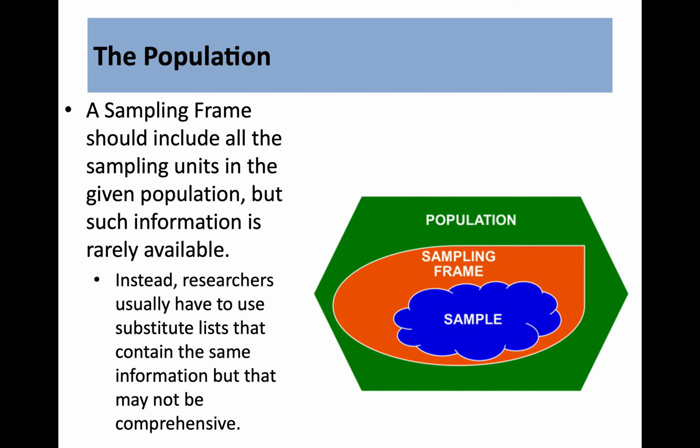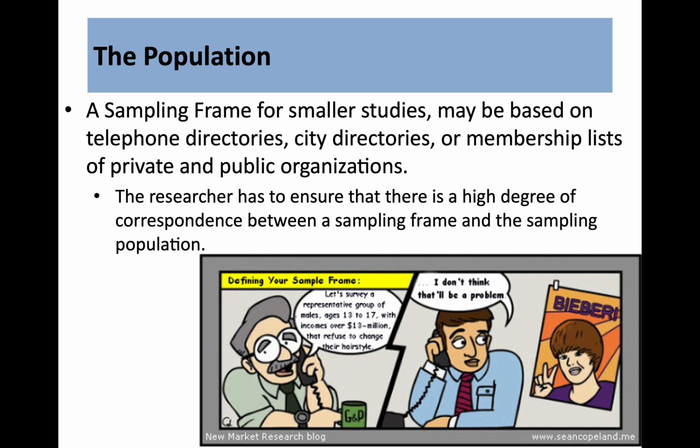A sampling frame should include all the sampling units in the given population, but such information is rarely available. Instead, researchers usually have to use substitute lists that contain the same information, but that may not be comprehensive. A sampling frame for smaller studies may be based on telephone directories, city directories, or membership lists of private and public organizations. The researcher has to ensure that there is a high degree of correspondence between a sampling frame and the sampling population.